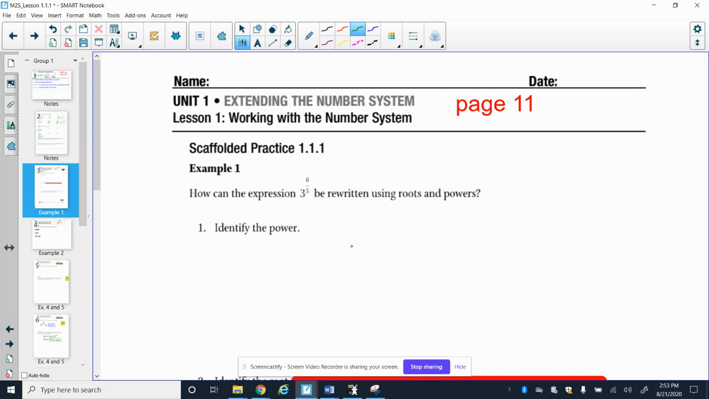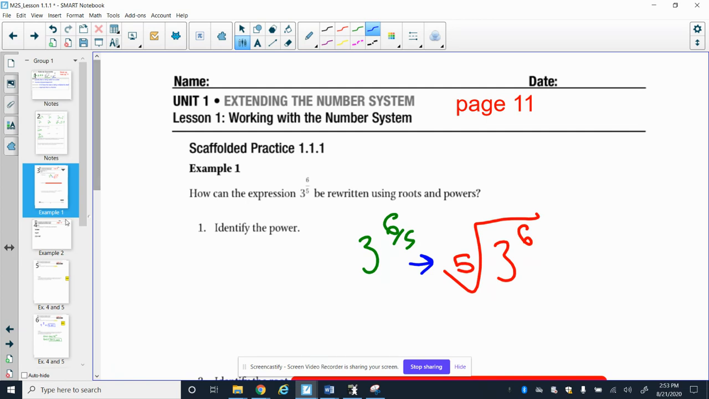Okay, so we have this rational exponent. We have 3 to the 6 over 5. If we were going to change that using a root and a power, remember, I have to take the bottom piece, in this case the 5, and that part is going to become the root. So I would have the 5th root of 3 to the 6th power. That would be how you would change it. So the number on the bottom of our rational exponent becomes the root.